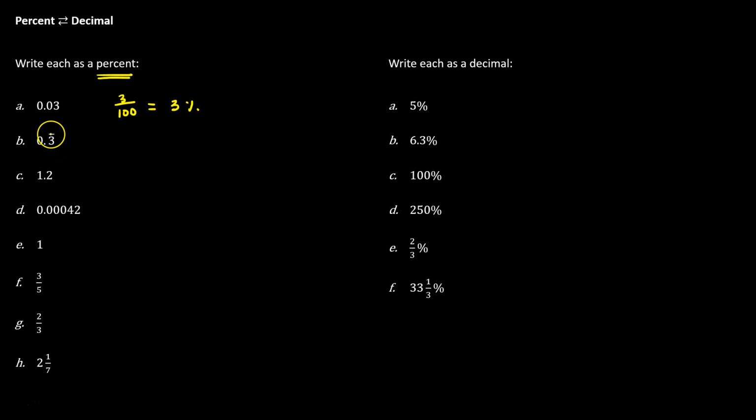Our next one is a little tricky because it's a repeating decimal. Now, if you are savvy enough to remember that 0.3 repeating is the fraction 1/3, then that's awesome, because from here you could try and multiply up to get a repeating pattern.